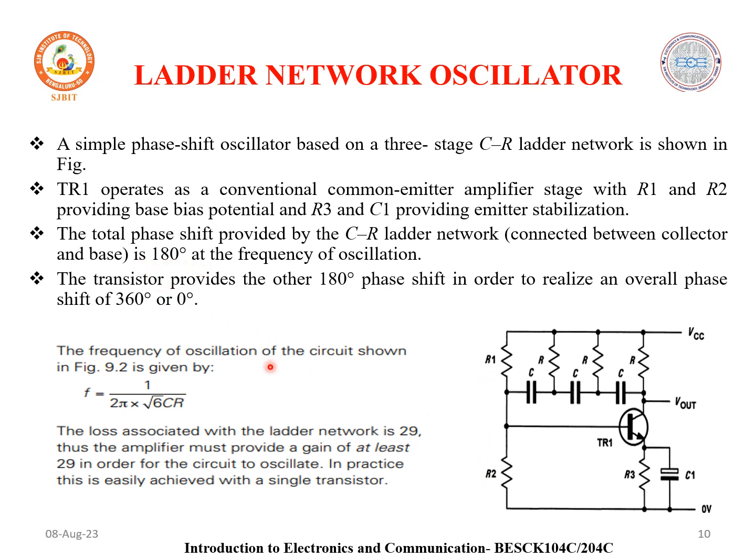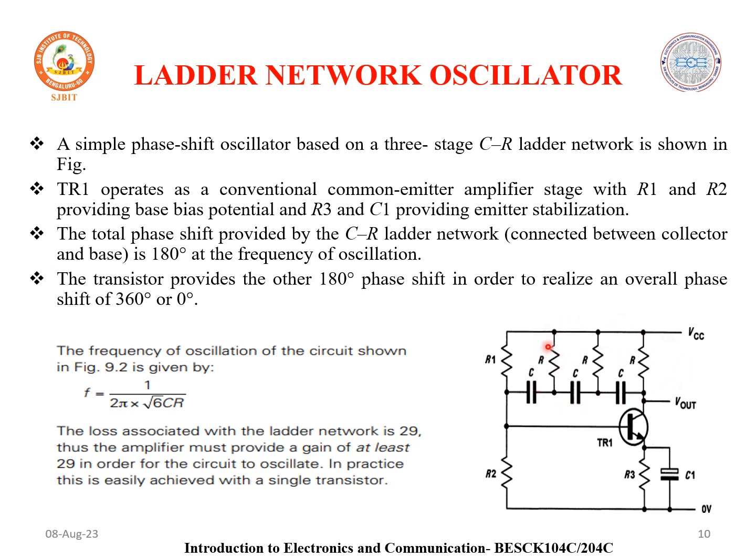The total phase shift provided by the RC ladder network is 180 degrees at the frequency of oscillation. So how are we going to consider it? One RC pair, one resistor and one capacitor, will give a 60-degree phase shift. To get a 180-degree phase shift, we are using three pairs of RC.